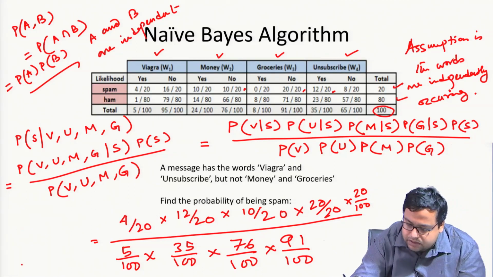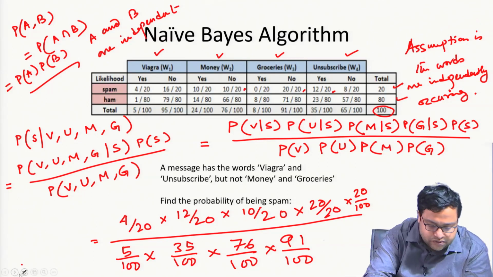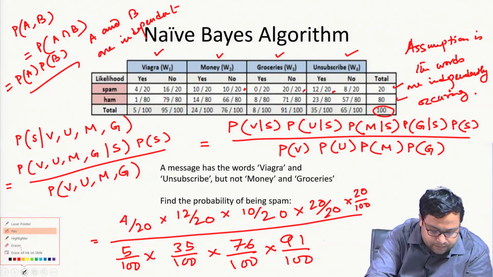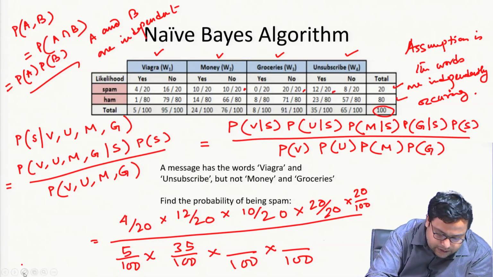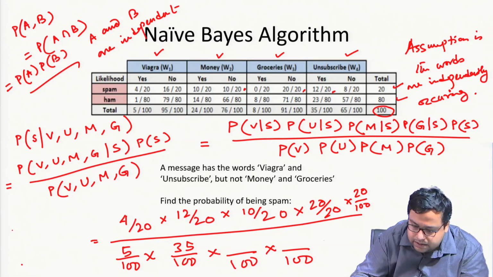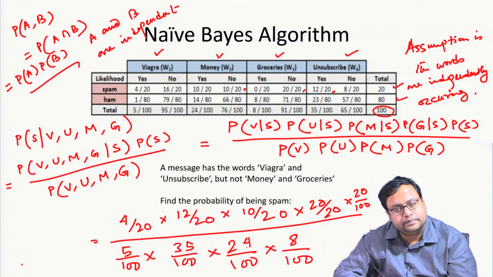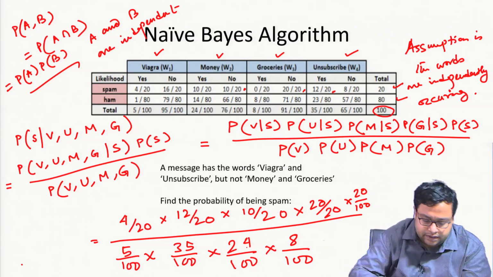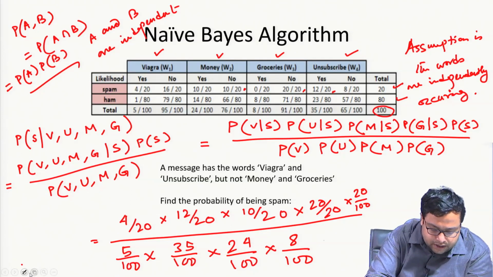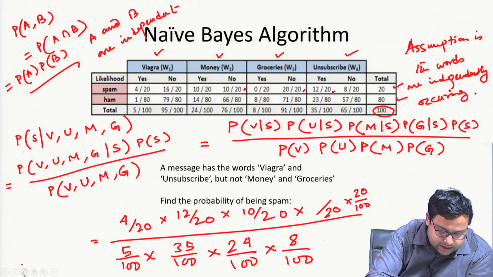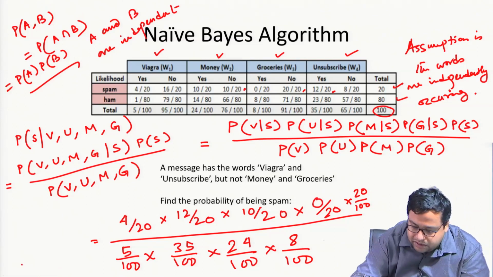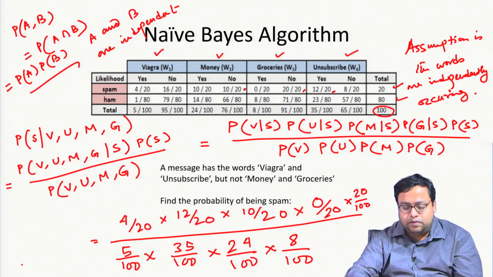If these dash signs go away, then how much will be the value at the bottom? This value and this value become, let us say, 8 by 100 and 24 by 100. Are you with me? What happens in the numerator? The numerator remains 10 by 20, no issues. But this one all of a sudden becomes 0 by 20, and the whole value becomes 0.